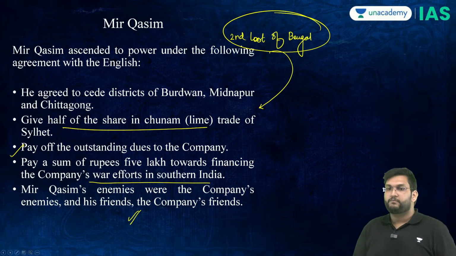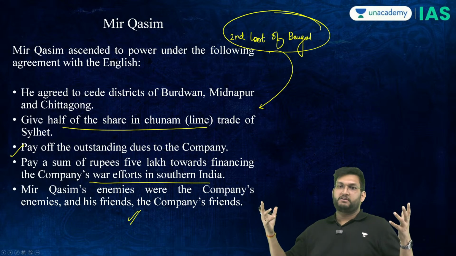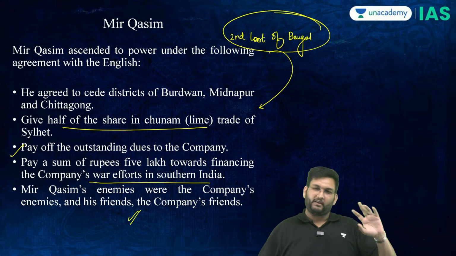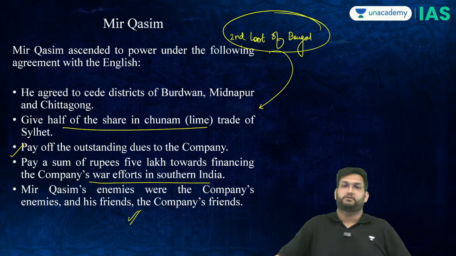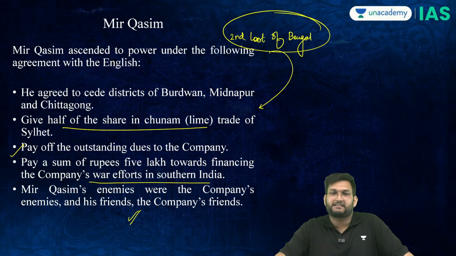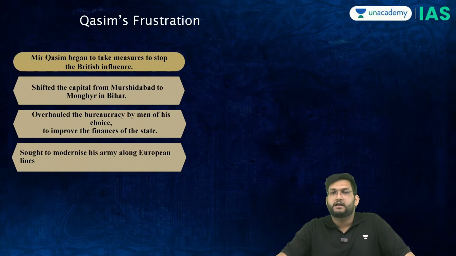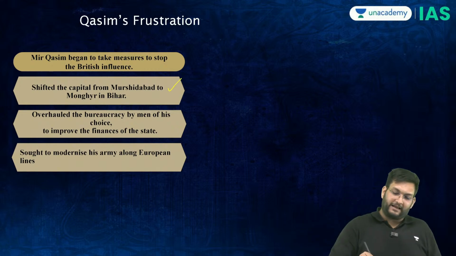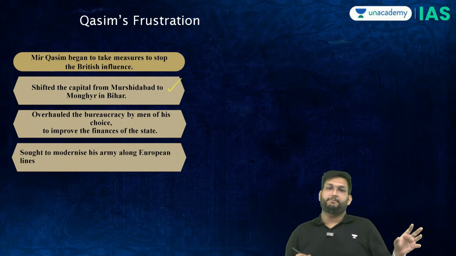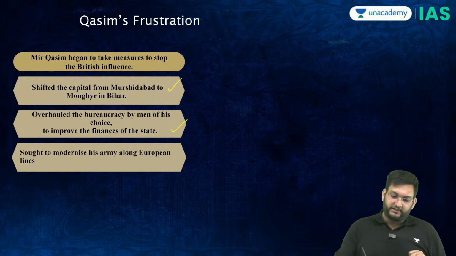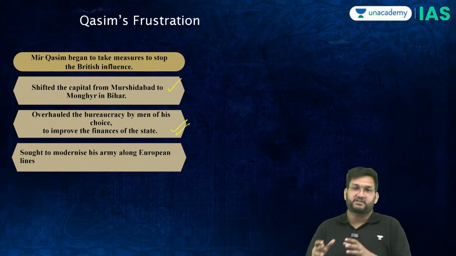And Mir Qasim was told, your enemies are our enemies, we will help you. But Mir Qasim knew that they were making a fool out of him. That is where Mir Qasim, as soon as the second loot of Bengal happens, will start to try to undercut the British. First, shifting his capital from Murshidabad to Munger, then appointing his own men into important positions.